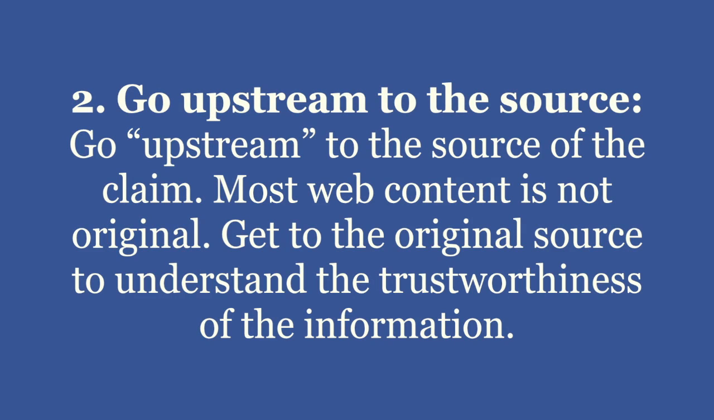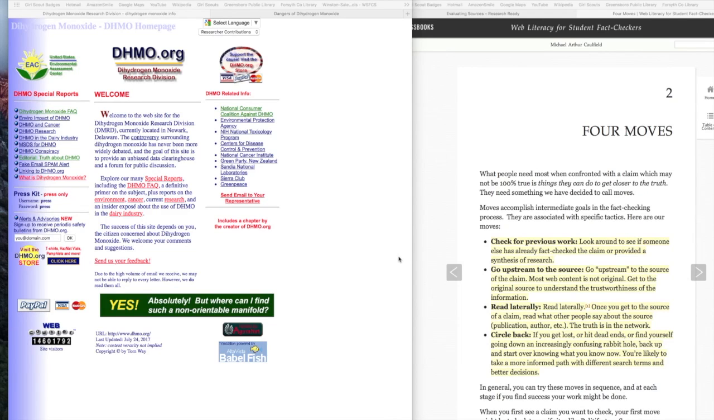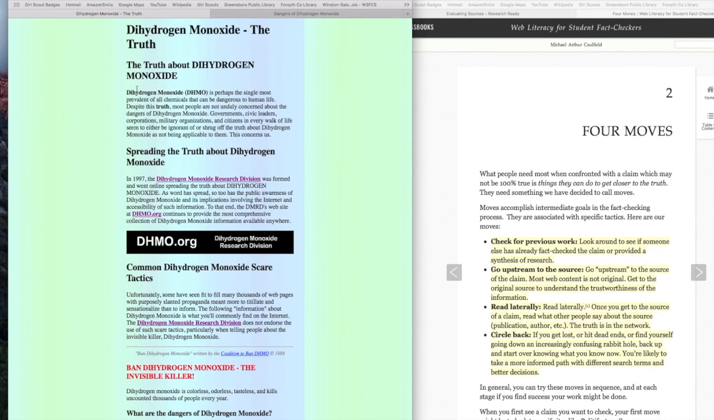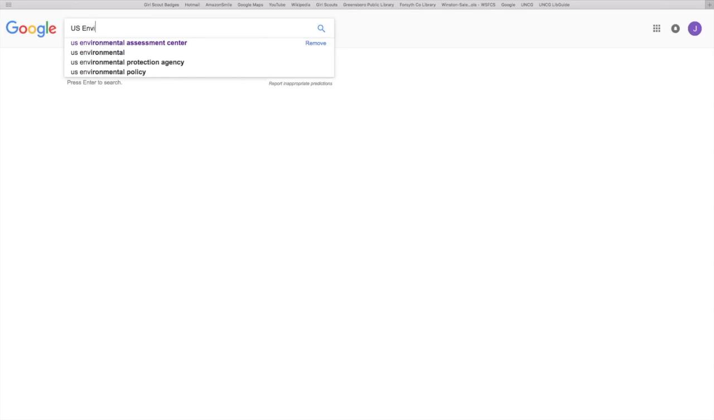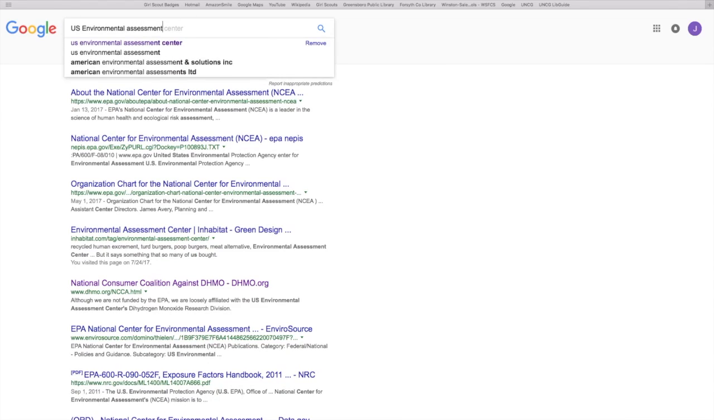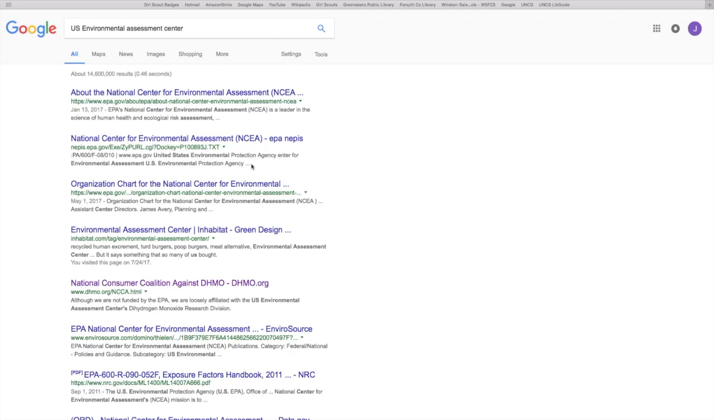The second move talks about going upstream, or getting to the original or primary source. To do this, we'll try to check out the organization source, the U.S. Environmental Assessment Center. However, when we click on information about it, it takes us around to more information about DHMO. That should be a red flag. Even when we Google the U.S. Environmental Assessment Center, the results give us the National Center for Environmental Assessment. That probably would have tricked some of our students into thinking they were the same thing.